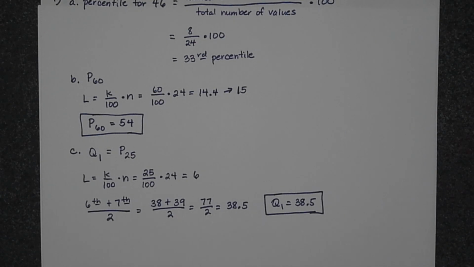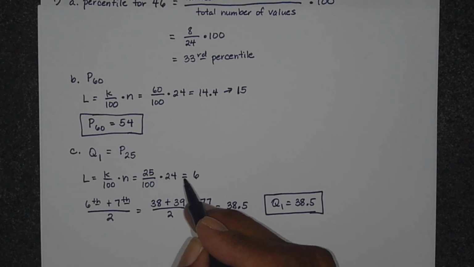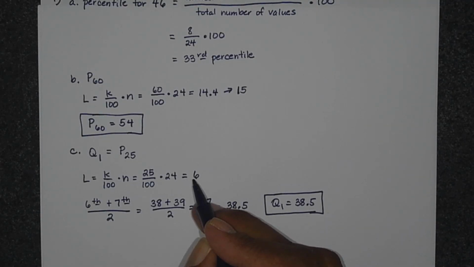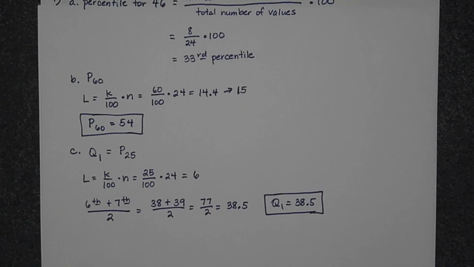So why would we do the 6 plus 7? Because when we found out what L is, it came out to be an even number. If it comes out to be a decimal, then you round up. But if it's ever even, you take the number and the one after it. Okay, thank you. Any other questions?